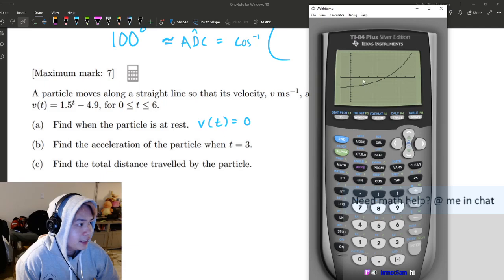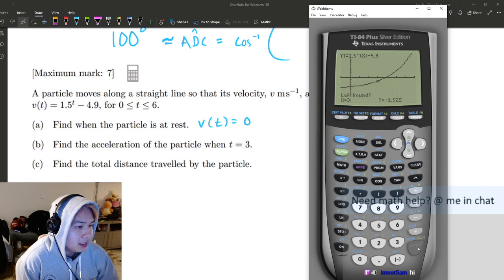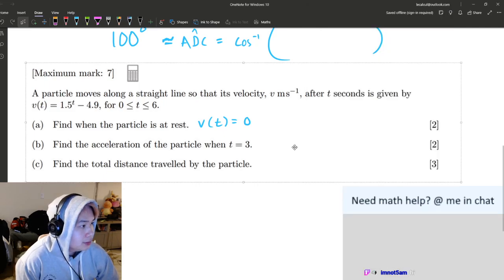So this is my velocity function, and you can clearly see that this is where it's going to be 0. We can press second function and calculate zeros. According to the TI, you need to indicate a left bound and a right bound, and then make a guess. But you should get this. So the particle has a velocity of 0, in other words, it's at rest at 3.92 seconds.